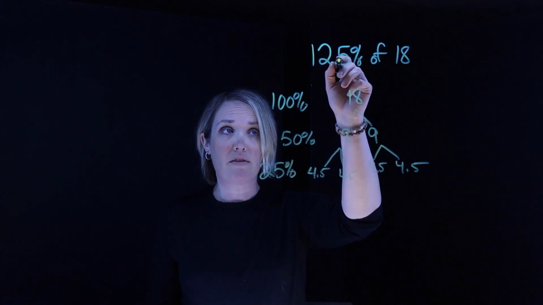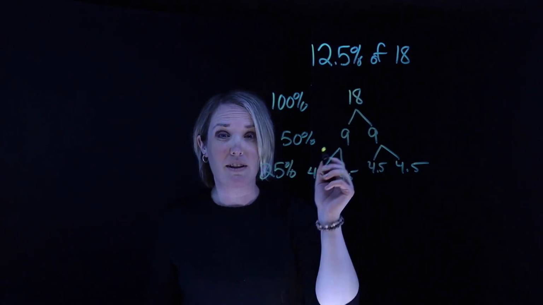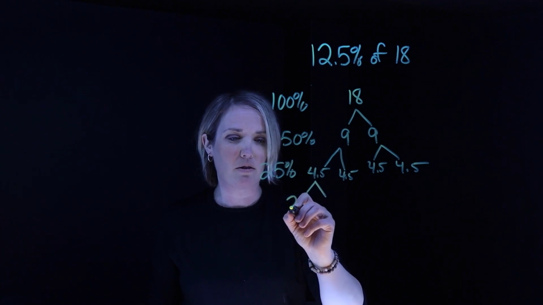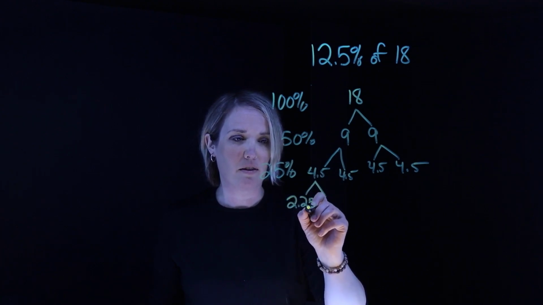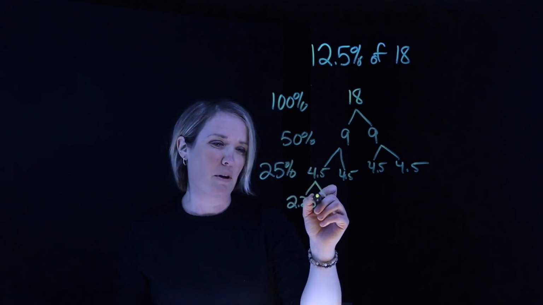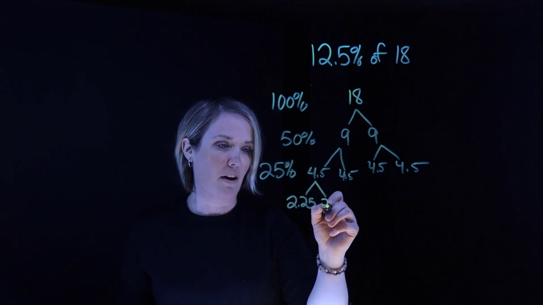But we're looking for 12.5%, so what they did was they divided by 2 once more. So this divided by 2 would be 2.25. And they said that they thought of this as like $4.50, then divided by 2 to get 2.25.